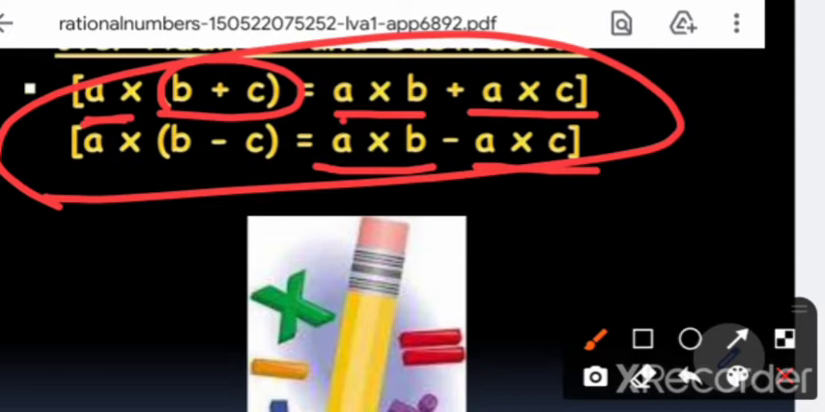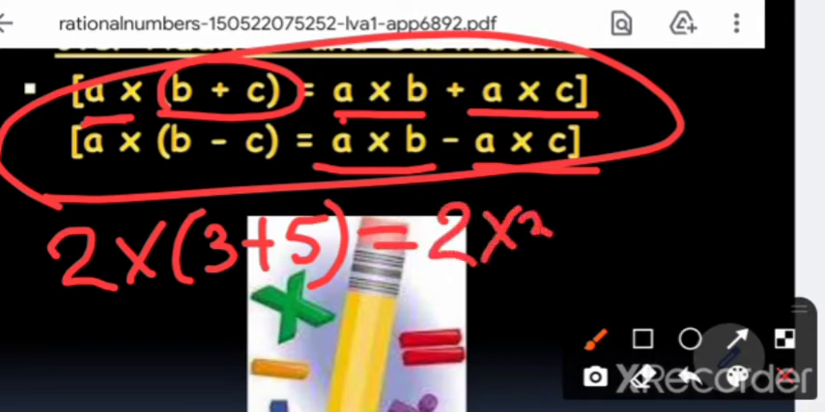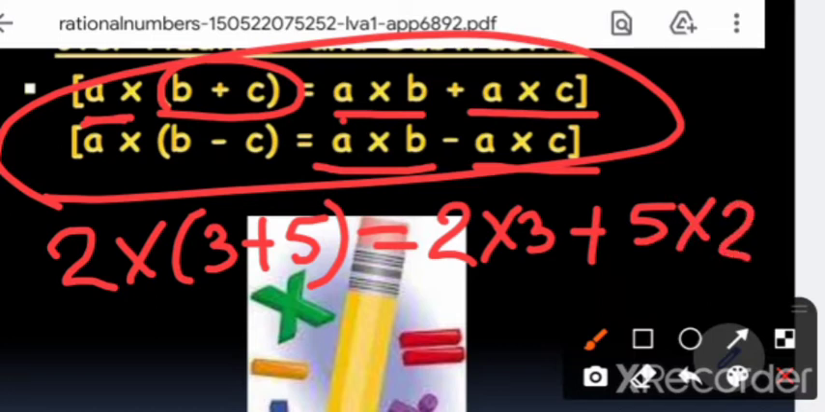So I can take the numbers: 2 multiplied by 3 plus 5 is equal to 2 into 3 plus 2 into 5. This is the LHS and this is the RHS.